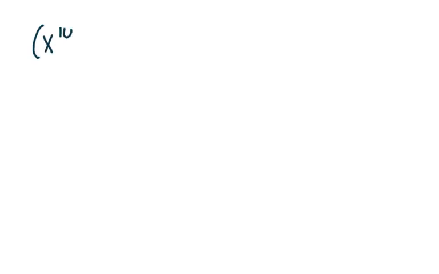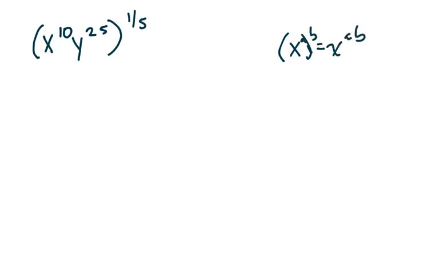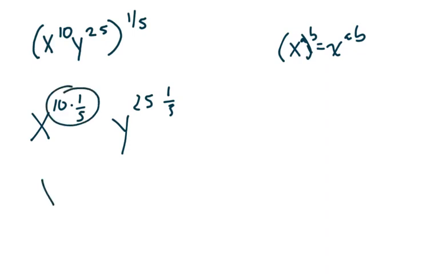Lastly, this brings us back to one of the first rules we worked with in the video, using that rule that if you have a power raised to a power, you're going to multiply them. So this becomes x to the 10th times 1/5, and y to the 25th times 1/5. This will end up giving you x to the second power, and this will end up giving you y to the 5th power. All your questions from your exam will look similar to these questions, so just keep practicing this over and over again until you feel comfortable with the material.